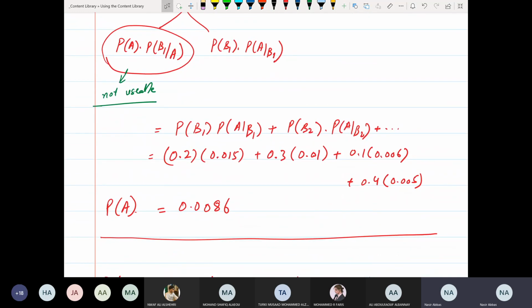We said that the total probability of defective is the defect rate of the MOM multiplied by the weight of the MOM, the defect rate of Riyadh multiplied by the weight of Riyadh, the defect rate of Makkah multiplied by the weight of Makkah, plus the defect rate of Qasim multiplied by the weight of Qasim. So the overall defect rate of the company was found to be 0.0086.